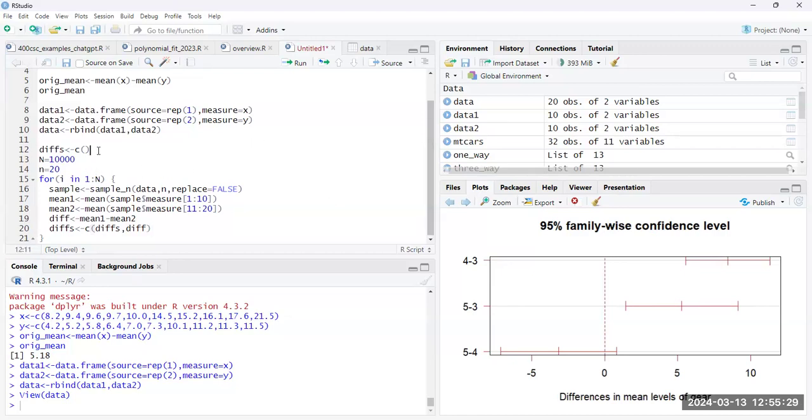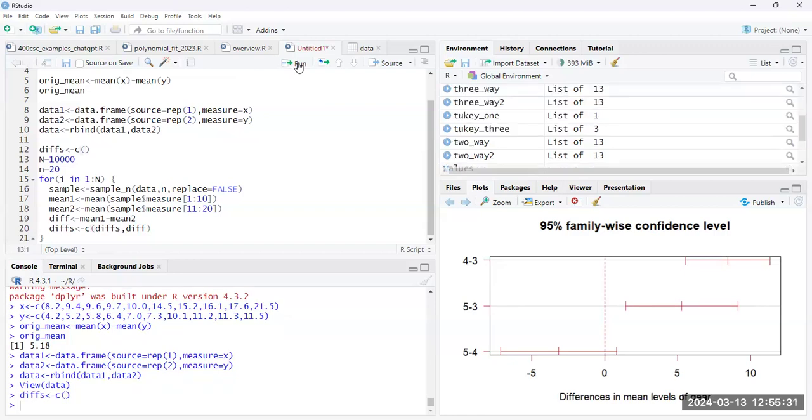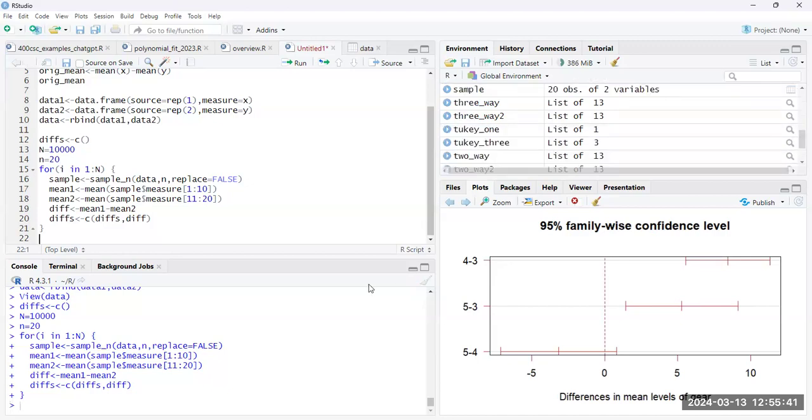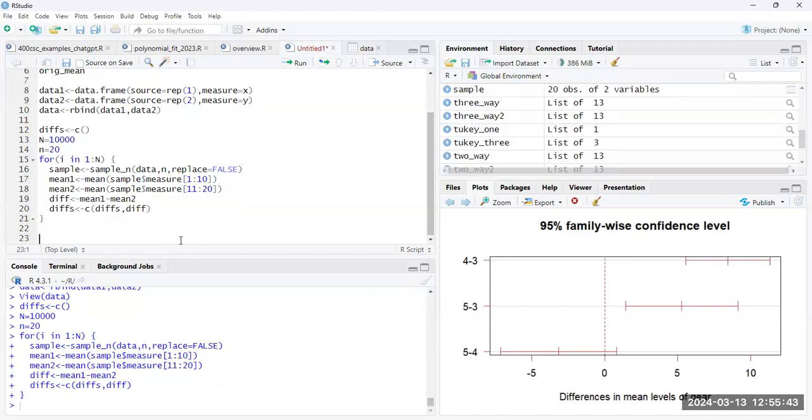And now we can go ahead and we'll just run this. And it'll take a second. 10,000 is more than 1,000, which we were doing before. There we go. And so now we can actually convert our differences into a data frame, and we can filter it in order to find the ones that are different than our original mean.